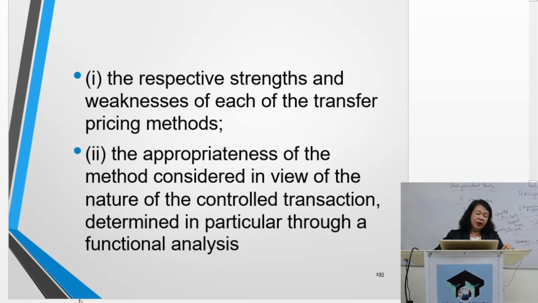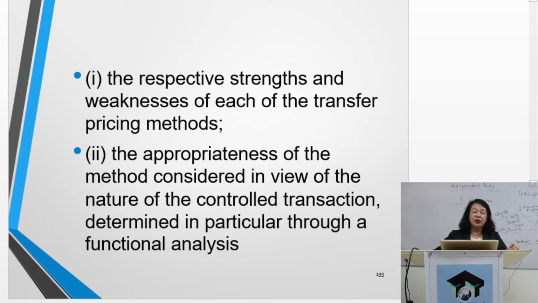No? So actually po, dito sa Pilipinas, ang recommendation sa atin, apply all the methods and then recommend the best method. So yun po yung tinatawag dito sa atin na best method rule. No? So, determine the respective strength and weaknesses ng bawat transfer pricing methods. And what are these methods? Ito yung number 1, comparable uncontrolled price methods. Number 2, resale price method. Number 3, cost plus method. Number 4, transactional net margin methods. And number 5 po, yung profit split methods.